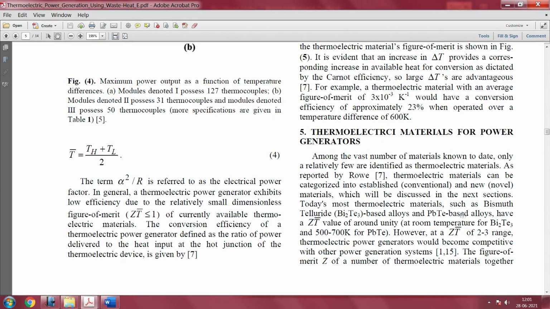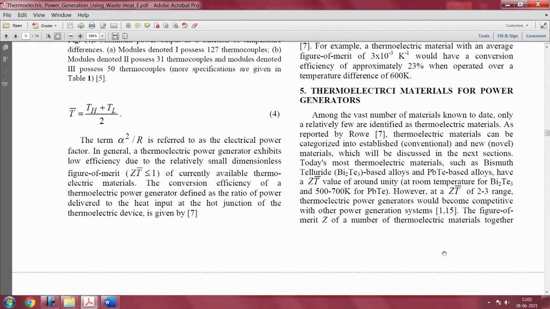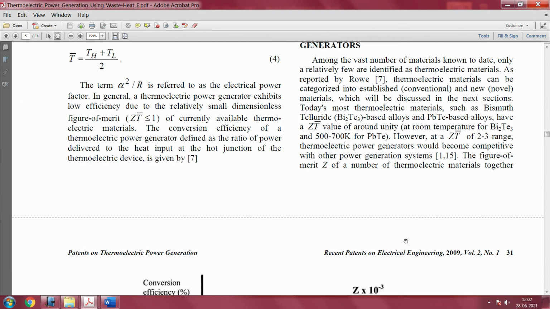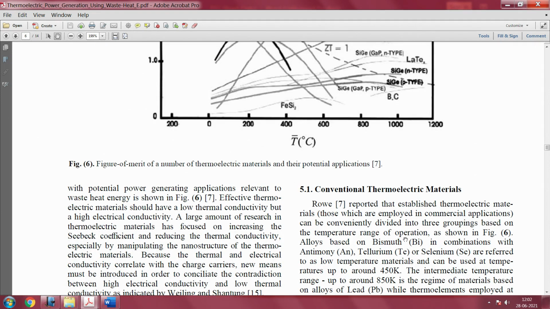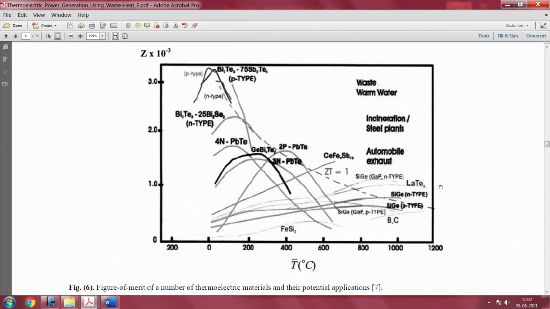Today's most common thermoelectric materials, such as bismuth telluride based alloys and lead telluride based alloys, have a ZT value around unity, that means ZT dash is close to 1, okay. However, if you have 2 to 3 then it would become competitive with other power generation sources. The figure of merit Z of a number of thermoelectric materials, together with the potential power generating applications relevant to waste energy, is shown in figure 6. So you can see that different materials are shown, and the figure of merit is also shown, right.